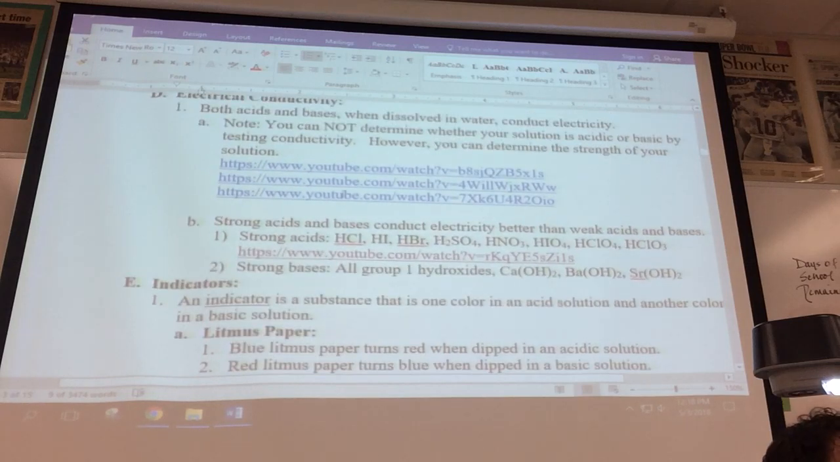But in any event, strong acids and bases conduct electricity better than weak ones. There are 8 strong acids. Strong acids ionize completely. Not for the quiz, but for the test, you will need to know your strong acids. You'll see 3 of them are binary, H and 1 other nonmetal. The others are all ternary, H, another atom, and oxygen.